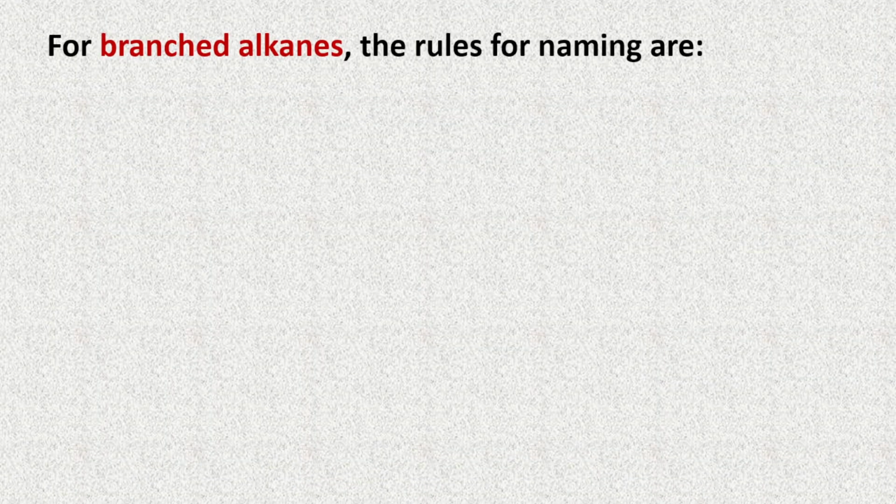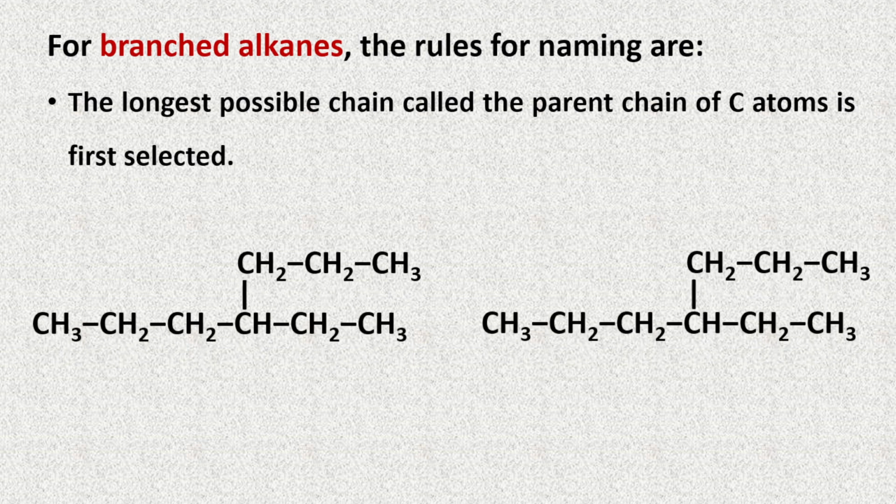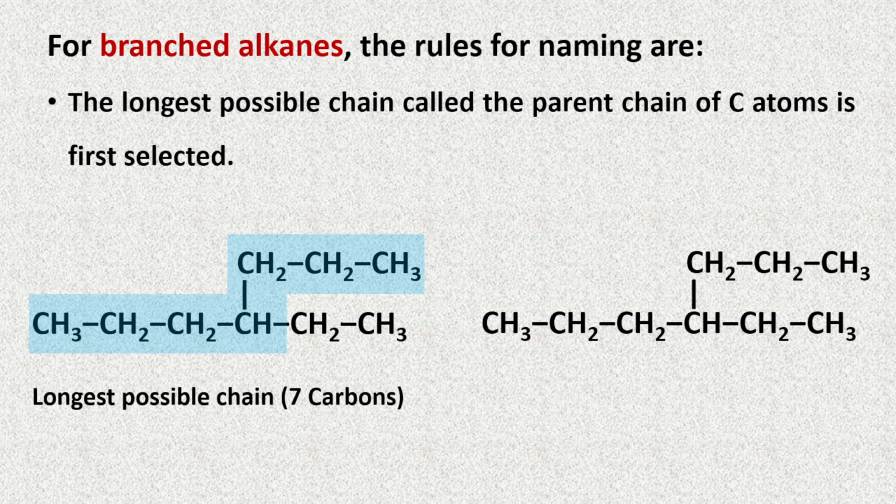For branched alkane, I have summarized various rules for naming. First of all, the longest possible chain of carbon atoms must be selected. This chain is also known as the parent chain. Consider the example of this branched alkane. If you include the carbon atoms of the branch chain, then there will be 7 carbons in the chain, while if you consider the carbons of only the linear chain, then there will be 6 carbons. So, the branched chain having 7 carbon atoms is the longest possible chain.